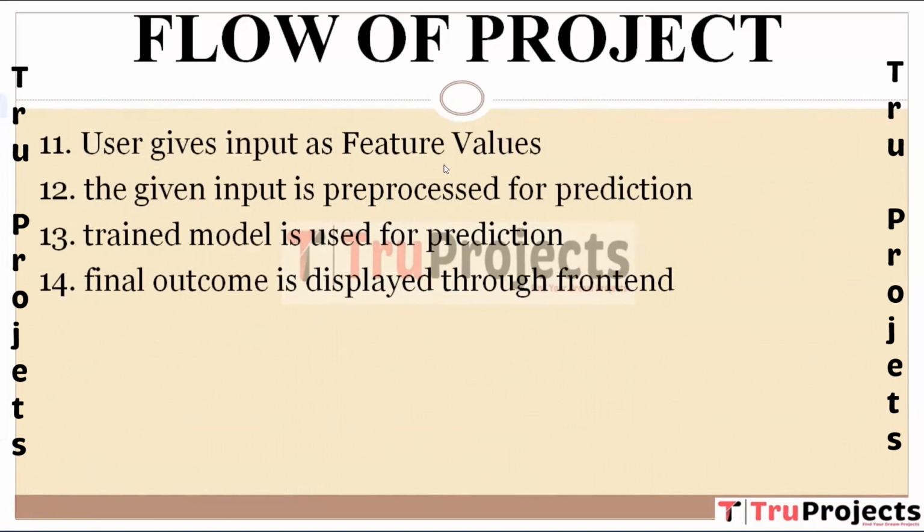Pre-processing the user input to ensure it aligns with the format expected by the trained model. Then the trained model is used for prediction, employing the previously trained machine learning or deep learning model to make predictions based on the pre-processed user input. And the last one here, the final outcome is displayed through the front end, presenting the prediction outcome to the user through the front end of the application, which could be a web interface created using Flask.